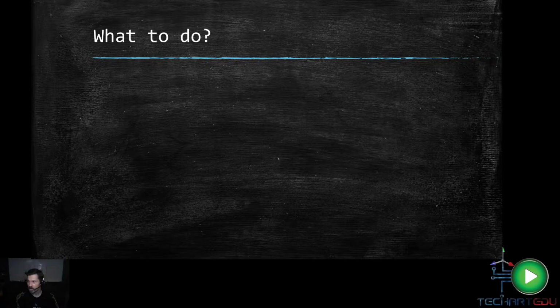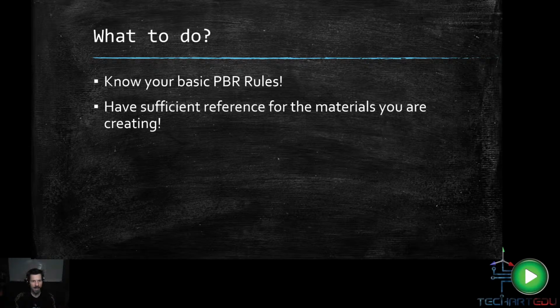Okay, so what are you going to do? If PBR is really complicated, really hard to work with, and very fragile, what's the best strategy to deal with it? Know the basic PBR rules and make sure to have lots of reference for the materials you're creating. Nothing beats adjusting the material of your model and having a reference of some actual fabric and some actual plastic and some actual metal, and you can see it in hand. If you can't see it in hand, then get lots of photographs for it. There's lots of tools out there that are good for that.